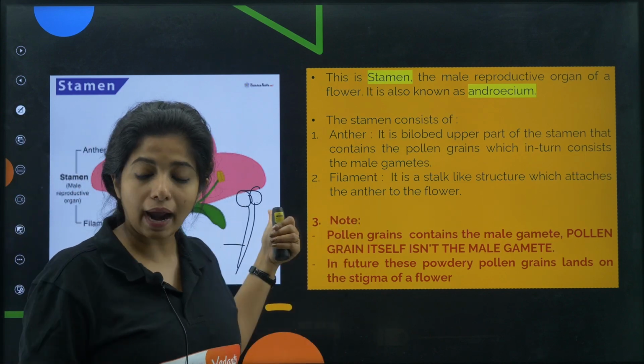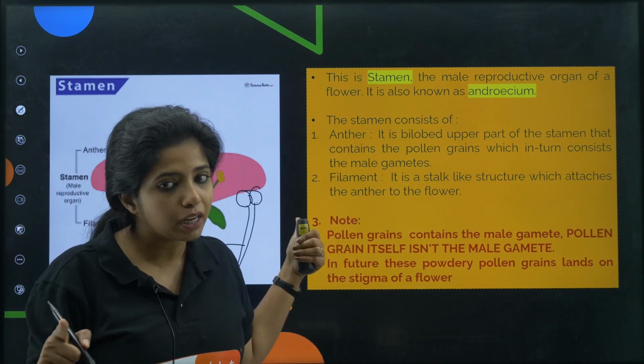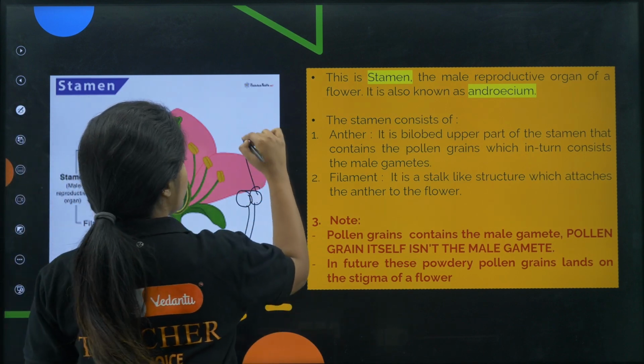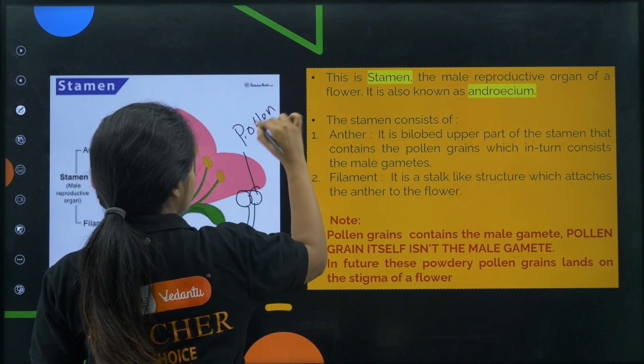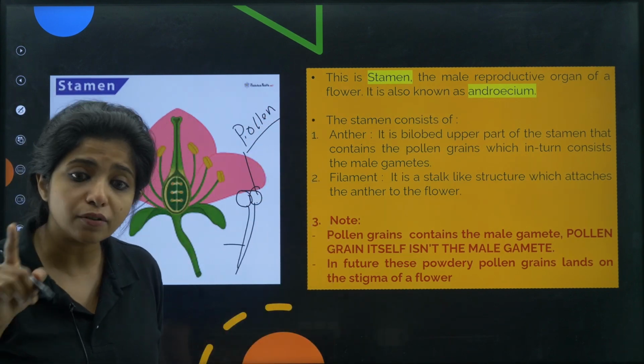Now, it is just going to act like the ovary. Ovary had what? Ovule, my dear children. Similarly, the anther will be having pollen grains. What did the ovule have? Ovule had the female gametes.